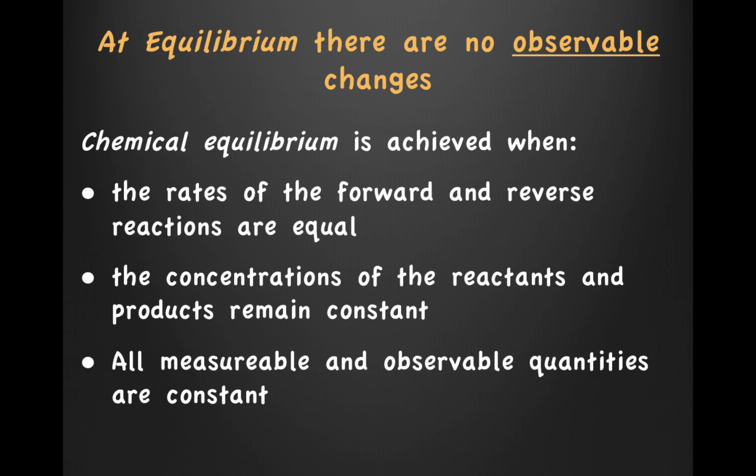What that means is things like temperature, pressure, pH, color, volume, all of these remain constant, even though forward and reverse reactions are occurring at the same time. There are no observable changes.